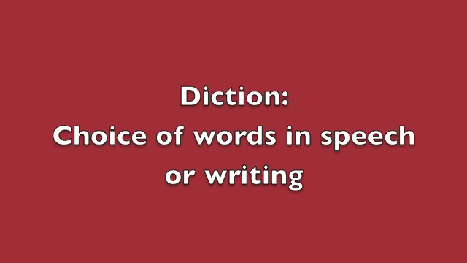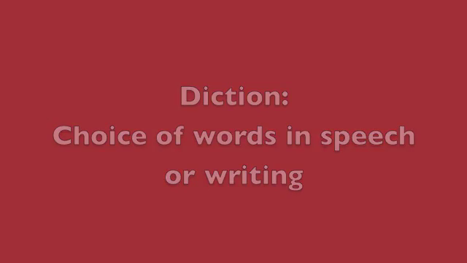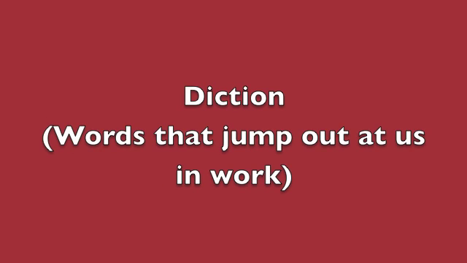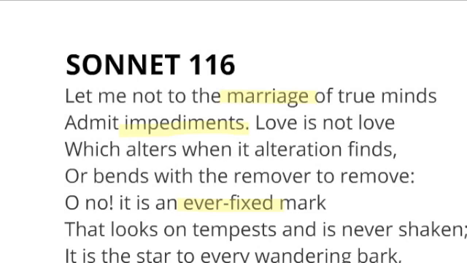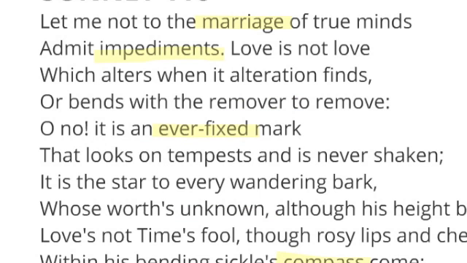Diction normally means the words that an author chooses to use in his work. For our purposes, we're going to use diction in terms of the words that jump out at us on the first and second reading. For our example, Sonnet 116, I've highlighted some of the words that stood out on my first reading. These words include the word marriage, obviously connecting with love, and the word impediments, which could mean something that stops something, something that stands in the way.